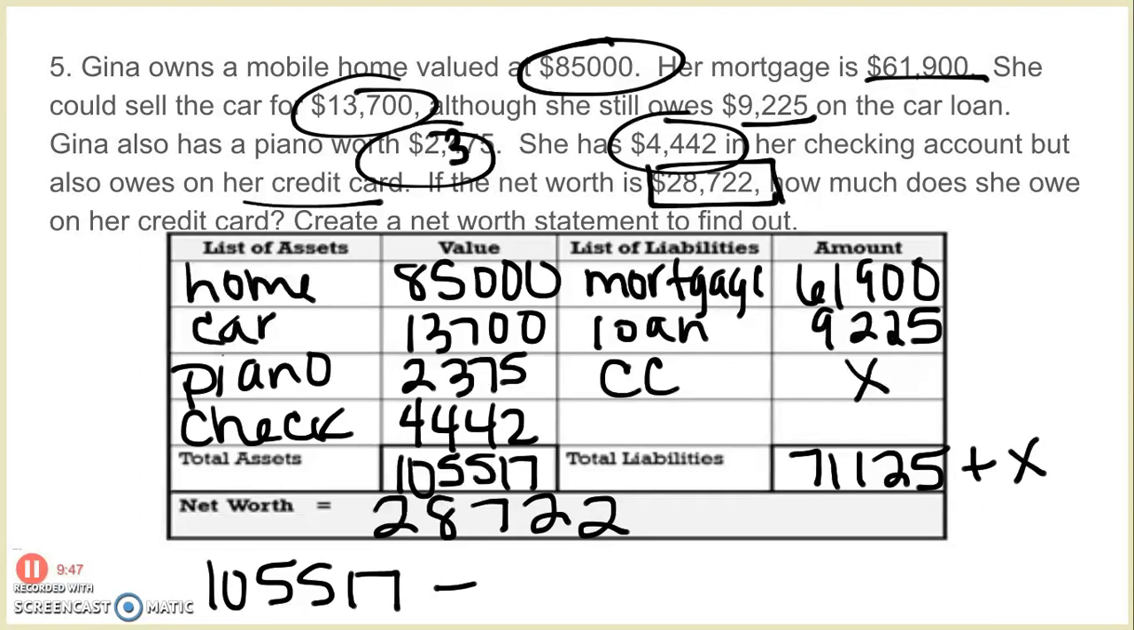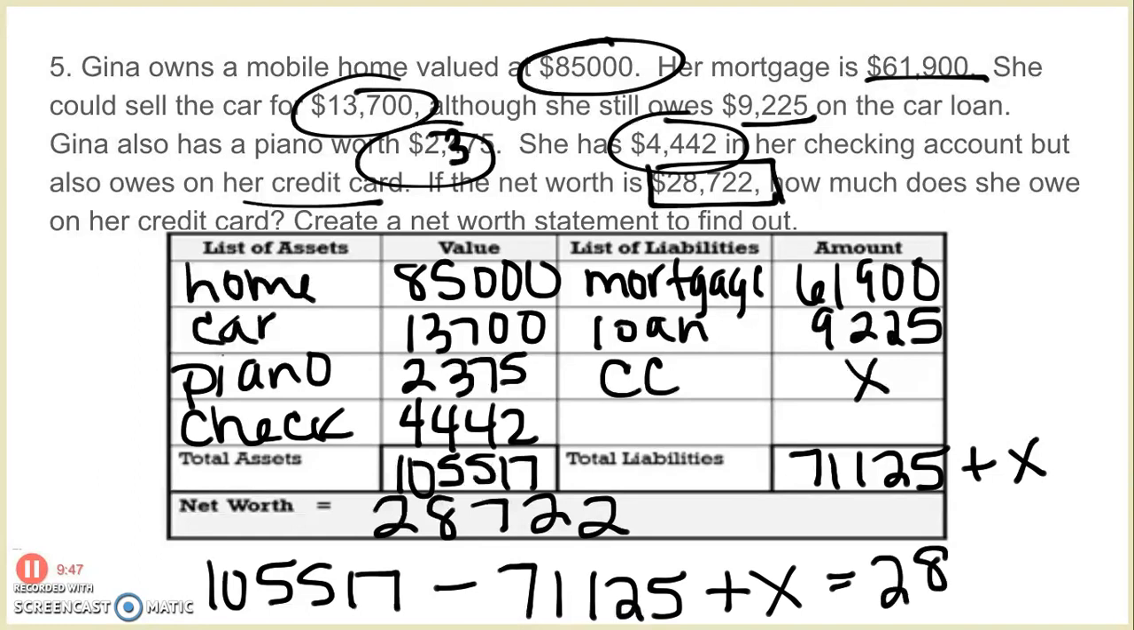So we're going to subtract our total assets and our total liabilities. And we know that our net worth is $28,722. Now you just have a multi-step equation. Go ahead and combine like terms and solve the equation. So what you should have got for her credit card loan is $5,670. All right.